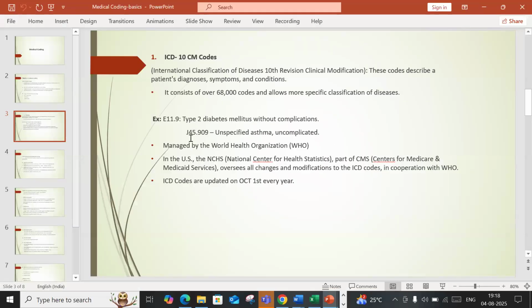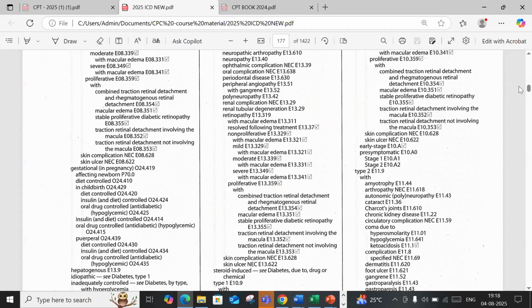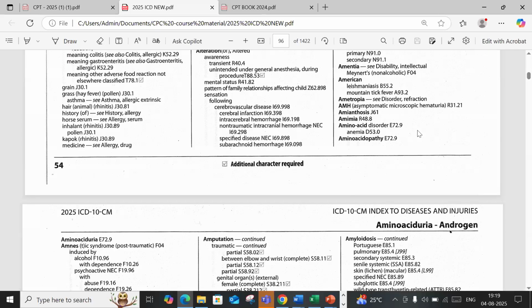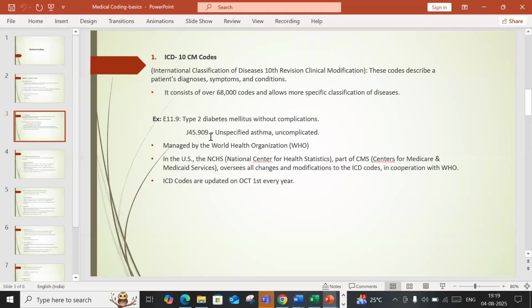So next, asthma, unspecified, J45.909. Again, you have to go to A. Under A, you have to see asthma. So J45.909. So like this, you have to search codes for the diagnosis from the ICD manual.